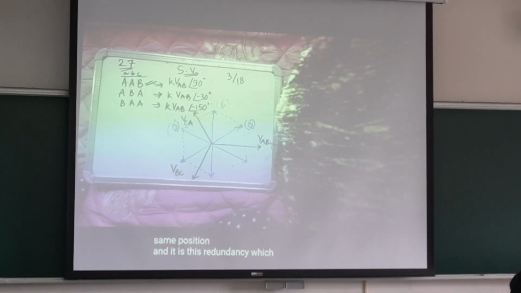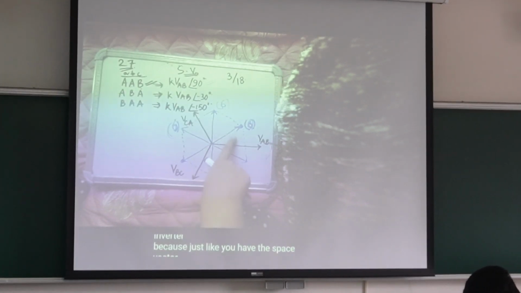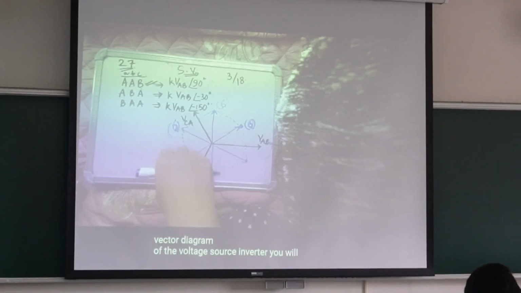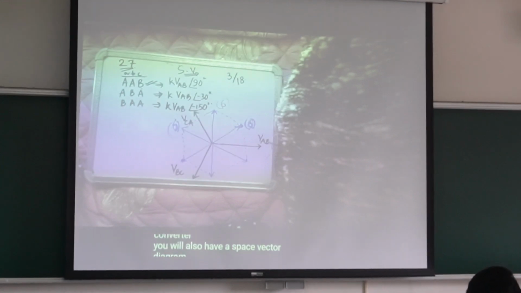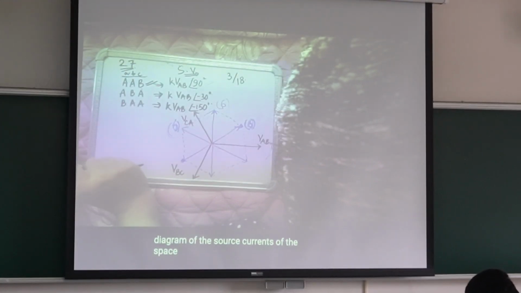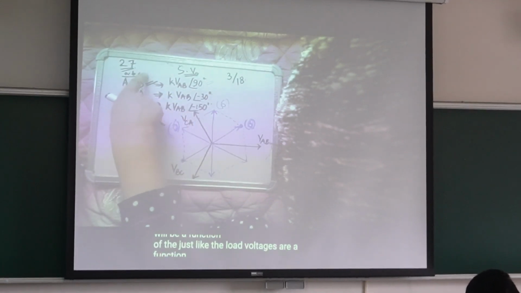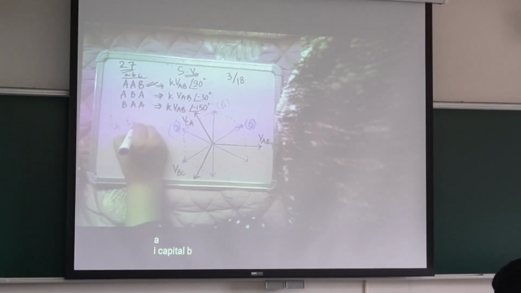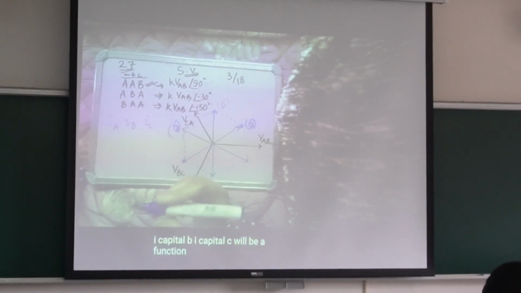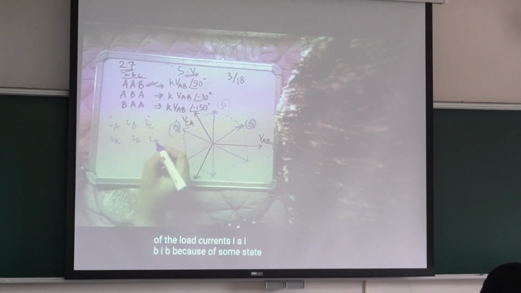And it is this redundancy which is helpful in making the matrix converter an advantageous converter over the voltage source inverter. Just like you have a space vector diagram of the load voltages of the converter, you will also have a space vector diagram of the source currents of the converter. The source currents I_A, I_B, I_C will be a function of the load currents, just like the load voltages are a function of the source voltages.